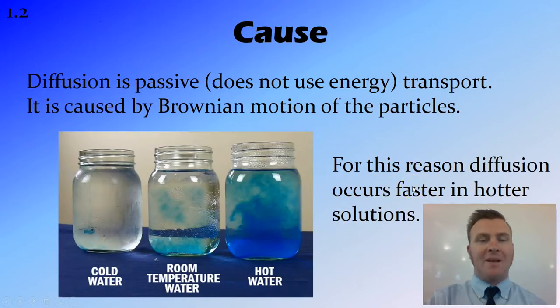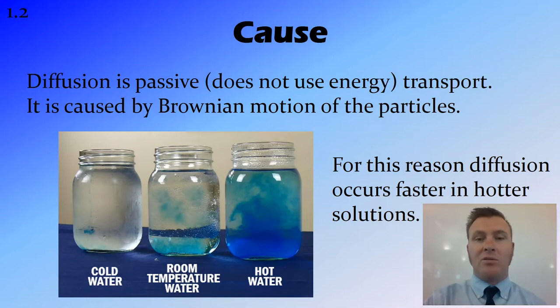Once again, diffusion is passive and does not use energy. This is a really important thing, that it's just a chemical process that occurs and it's not a particular biological process. There are biological processes in the body which are active and use energy. This is not one of them. Instead, what's causing this movement is what is referred to as Brownian motion.